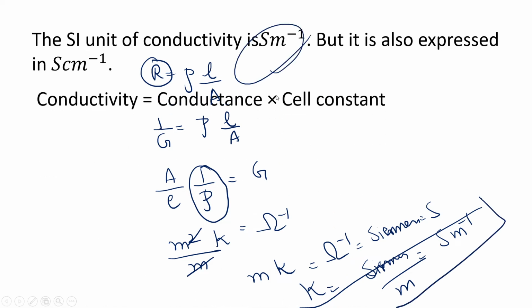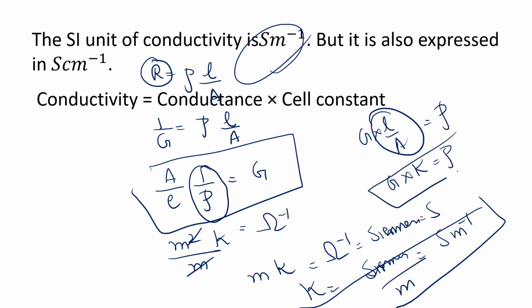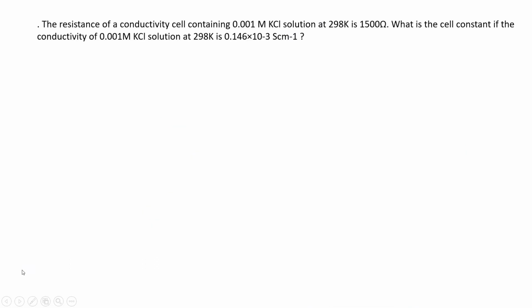So if we write this equation in the form of conductivity, we can say conductivity is equal to conductance into L over A, that is cell constant, G into L over A. Sorry, it is not capital K, it is L over A. So we'll do some questions now based on this resistance formula and the conductance formula.